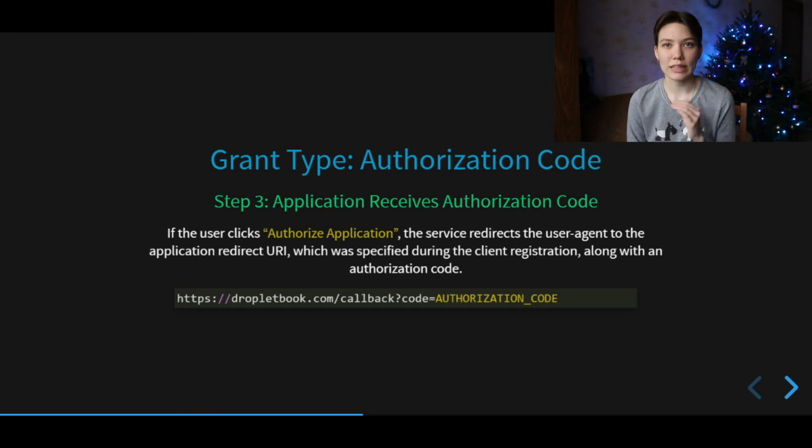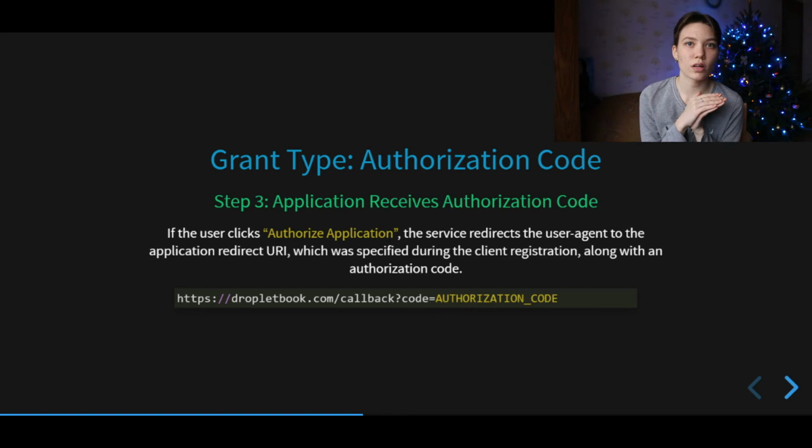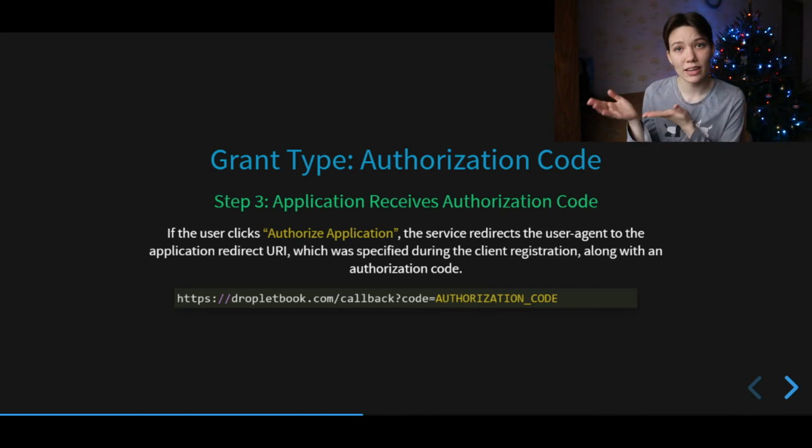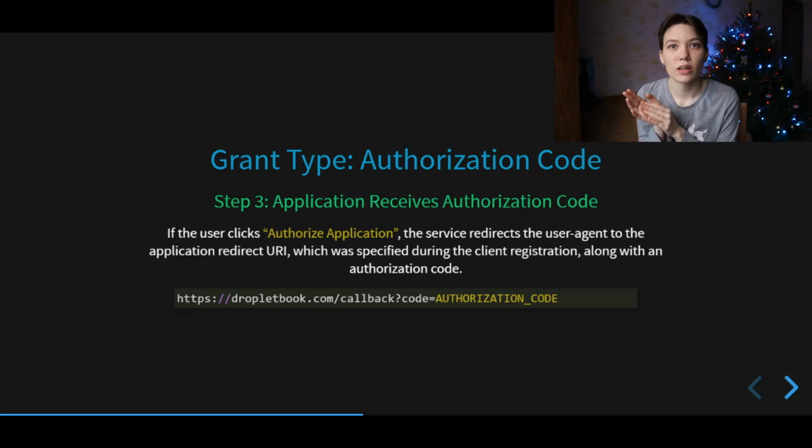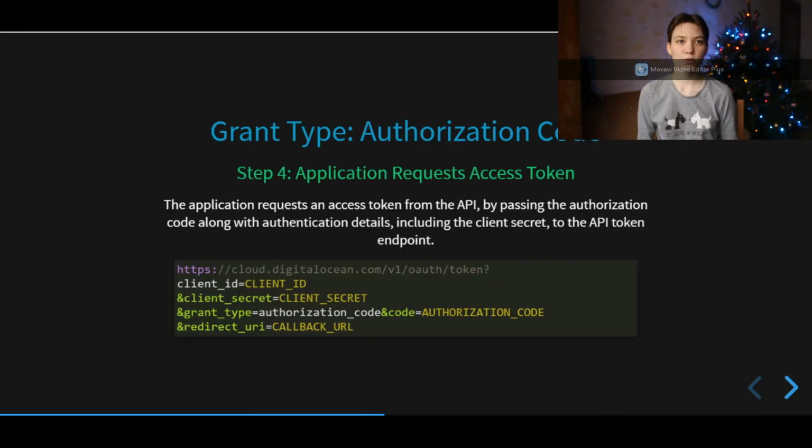Third, application receives authorization code. If the user clicks authorize application, the service redirects the user agent to the application redirect URI, which was specified during the client registration, along with an authorization code. The redirect would look something like that. I think the application is droppedbook.com.